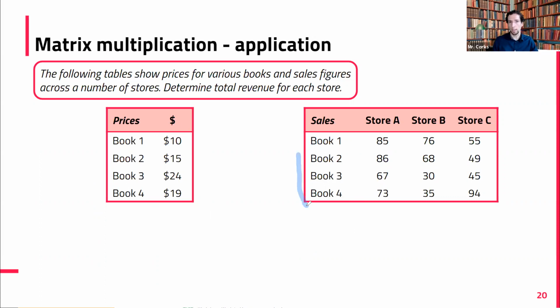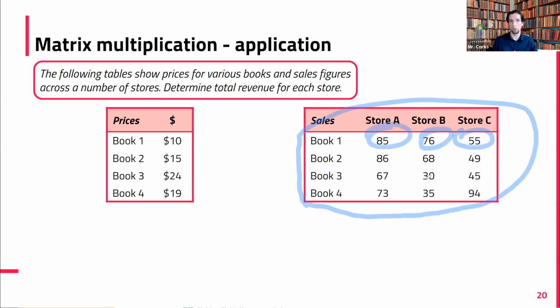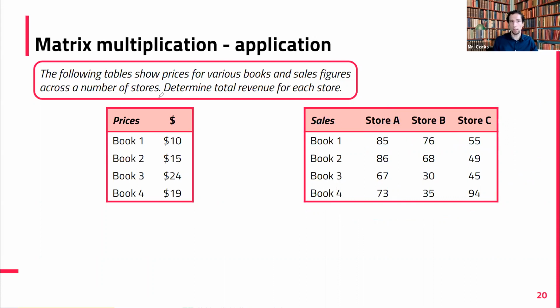And here is a table showing the sales numbers, how many of each of these books they sold at each of these different stores. And the question is asking us to figure out the total revenue for each of these stores. So total revenue, what's our formula? TR, how did we calculate total revenue? P times Q. P is the price of the product, the price that the consumers pay, and Q is quantity sold.